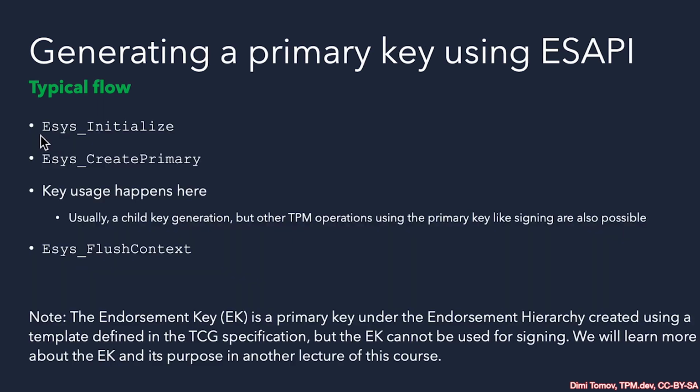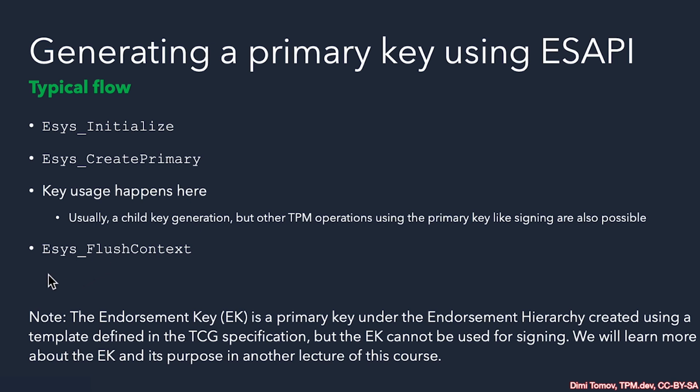So, what is the typical flow of generating a primary key using ESAPI? First, of course, we need to perform the ESYS initialize and we need to set our TCTI. Then we need to call the ESYS create primary function. Once the key is created, we can decide: are we going to use that primary key, or are we going to generate a child key underneath? So we form a key hierarchy. And once we are ready, we need to make sure that we flush this primary key. This is just the gist of it, and in the next lectures, we'll start to build on that and make more use of it.